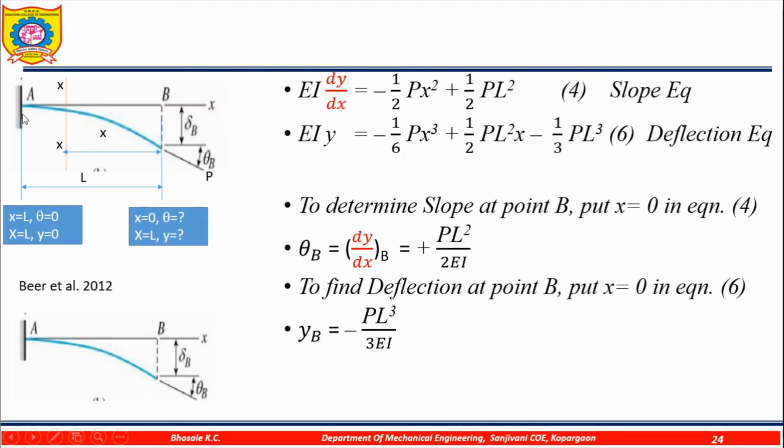So for this cantilever beam at the free end, the value of slope will be equal to PL square by 2EI and the value of deflection will be equal to minus PL cube by 3EI. So here the minus sign indicates that the deflection is downward. The deflection is downward, so it is giving the minus sign.